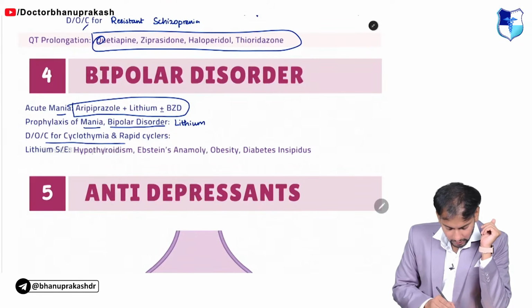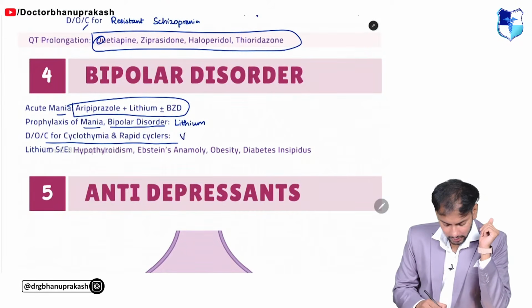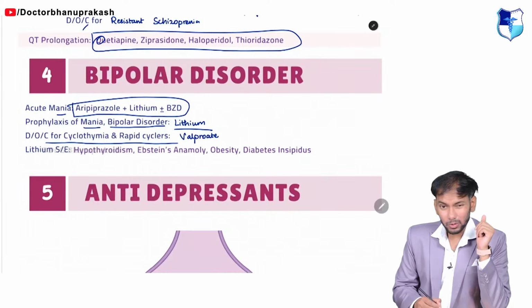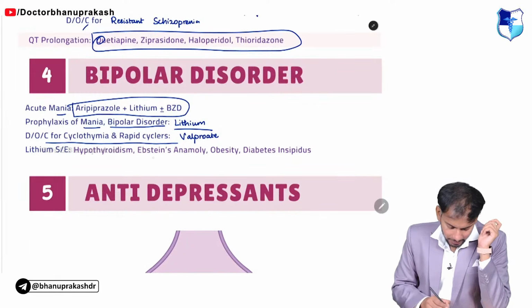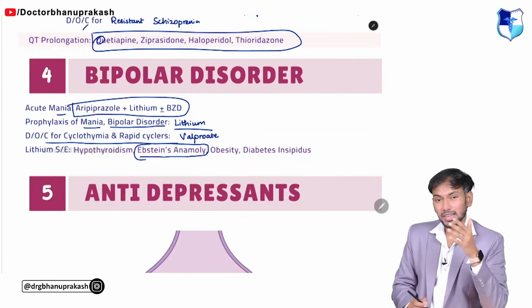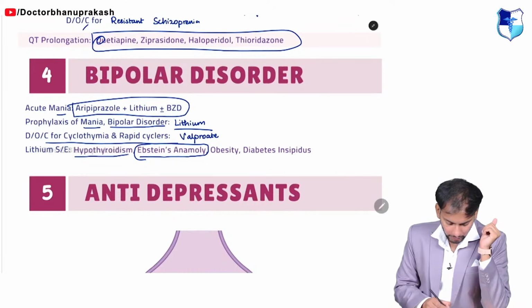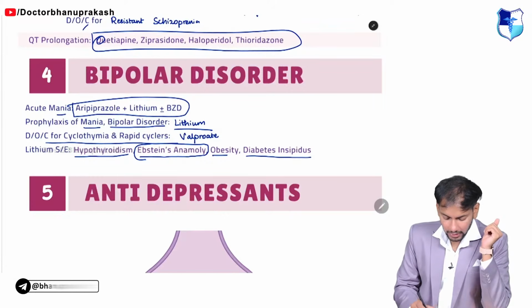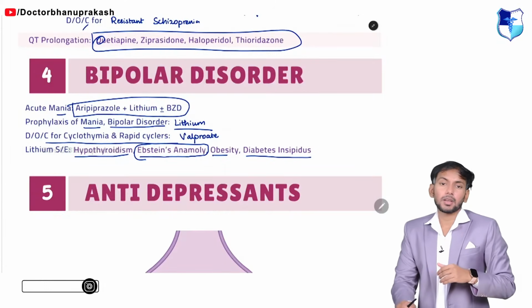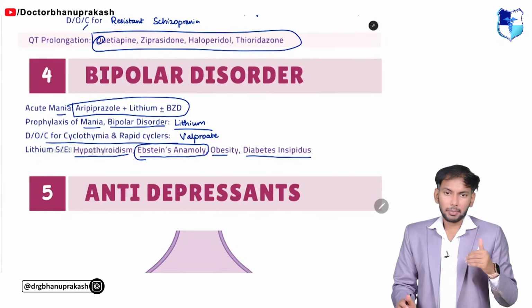What is the drug of choice for cyclothymia and rapid cyclers? It is valproate. Now, lithium is also teratogenic. It can also cause Ebstein's anomaly. What are the other side effects of lithium? These are hypothyroidism, obesity and diabetes insipidus.